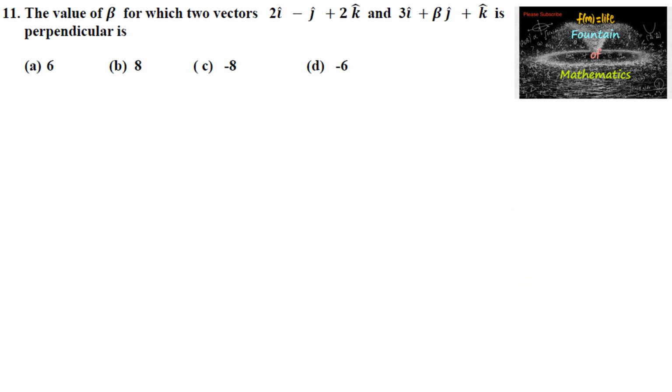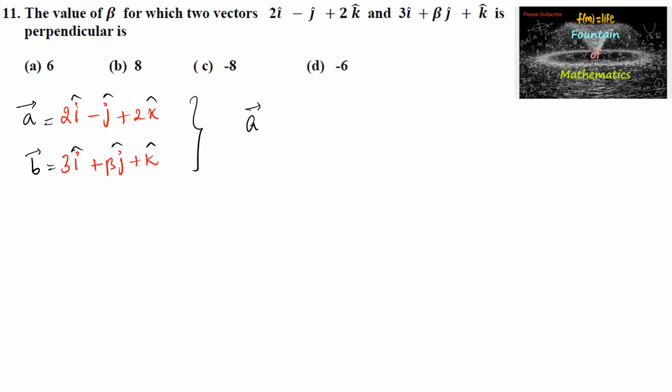The value of beta for which two vectors 2i minus j plus 2k and 3i plus beta j plus k. So let us consider this is vector A and vector B. We need to find the value of beta for which these two vectors are perpendicular. So vector A is perpendicular to vector B, which implies their dot product is equal to 0. So let us find the dot product. A dot B is equal to 2 into 3, 6.